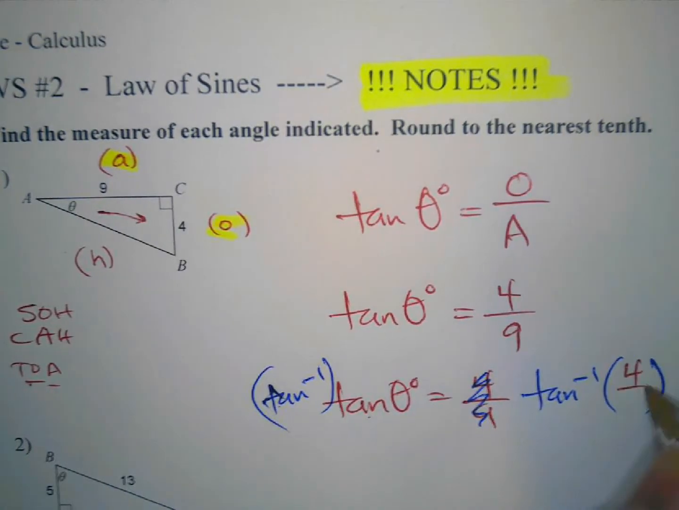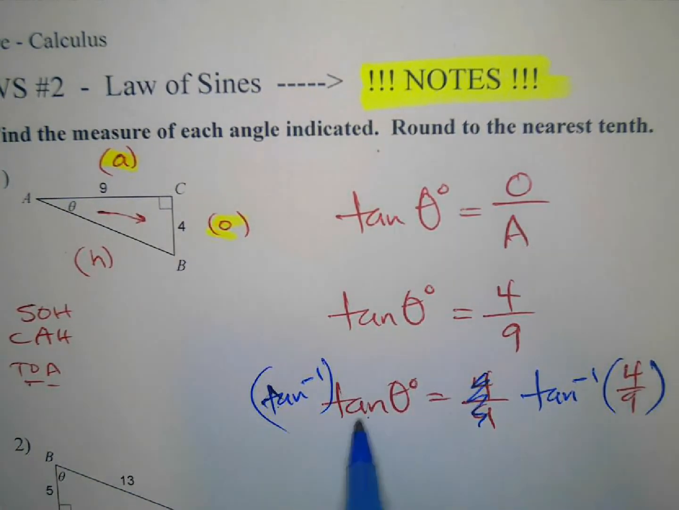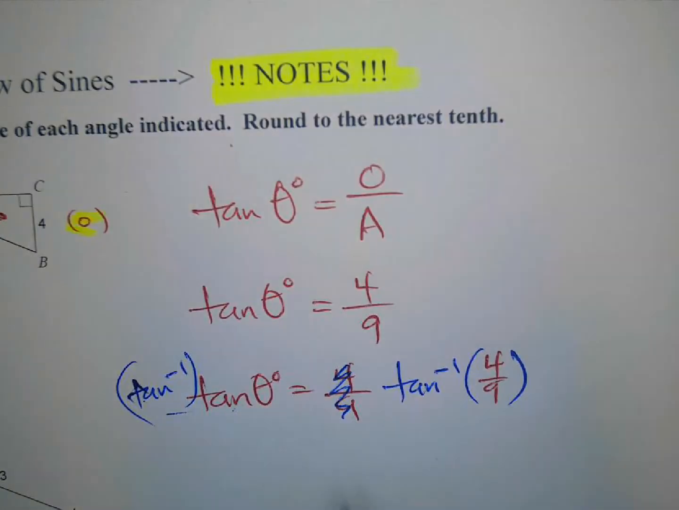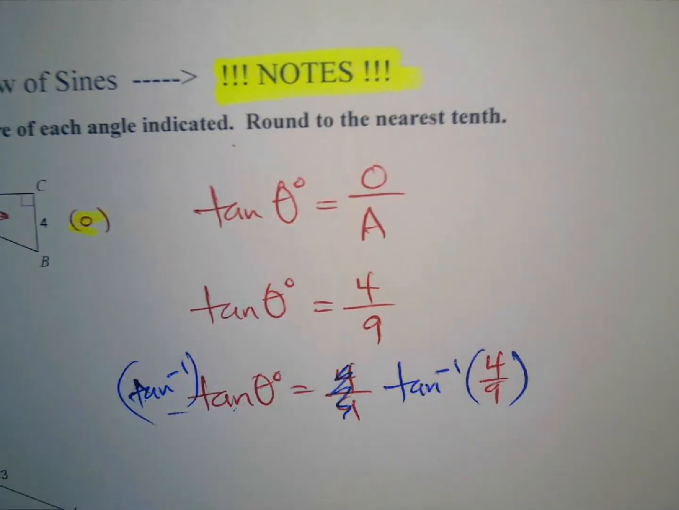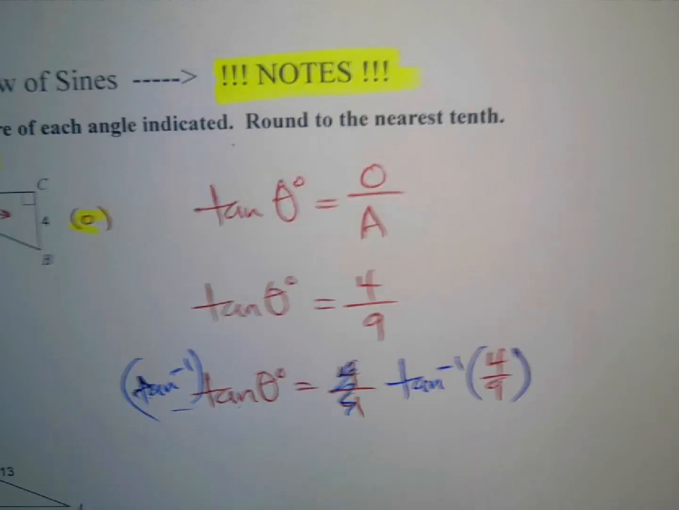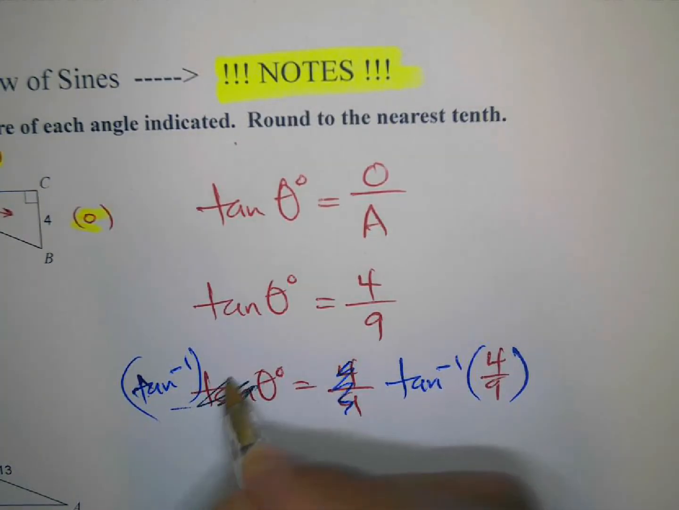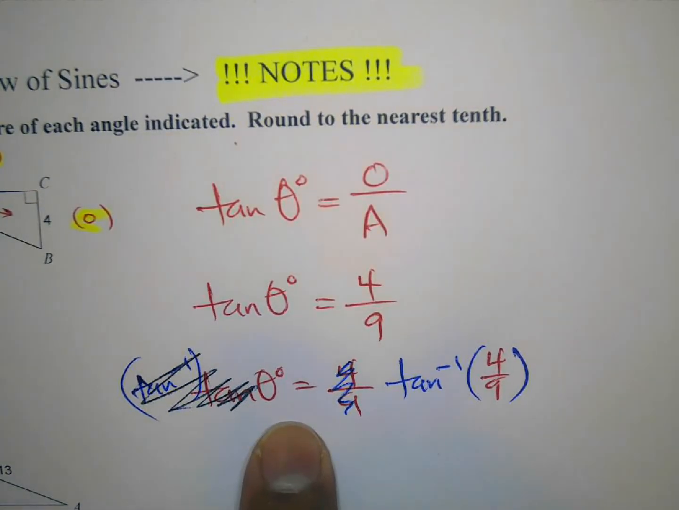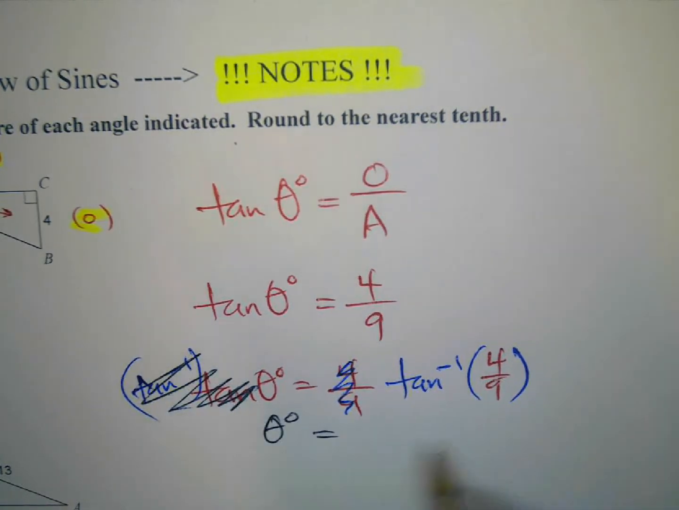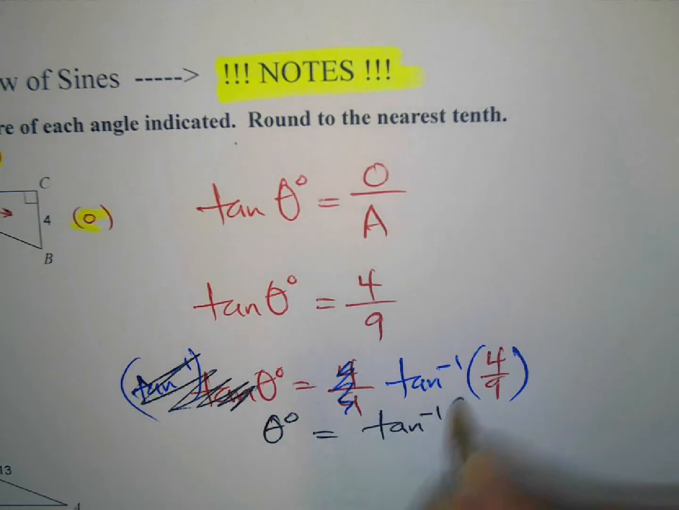You pretty much take the inverse of both sides. And again, that's just to cancel the tangent, and you're left with the angle by itself. So that's how it's used. Tangent and its inverse cancel out, and this is why we have the angle left over. The angle is equal to tan inverse of 4 over 9.